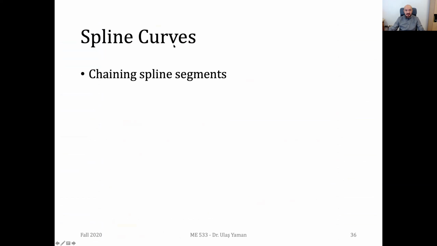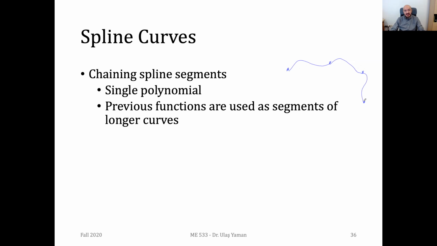actually discuss spline curves, and it's about chaining the spline segments. In the previous ones, we just focused on some Bezier segments, or let's say Hermite segments. These were curves in between two endpoints. But right now, we will try to find a way to join many of these segments together. And we simply call them spline curves. They may have a single polynomial, and the previous functions may be utilized for the other segments as well.